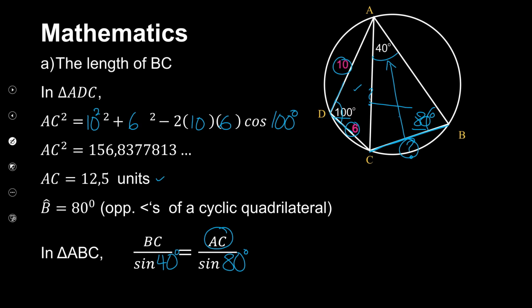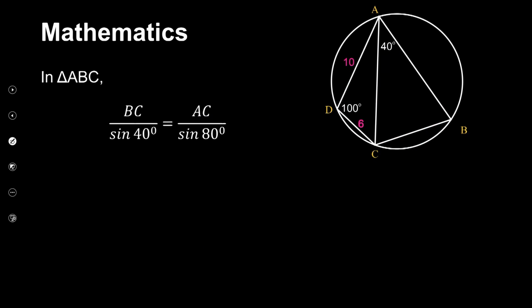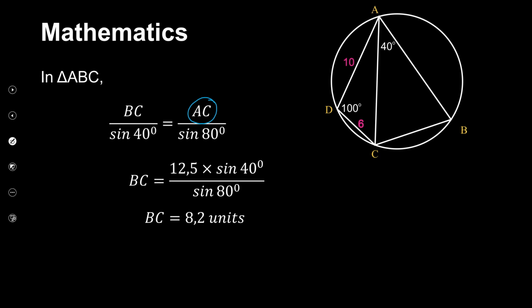Okay, we've got to do a bit of rearranging to try and get our answer. So we're going to say BC over sine 40 equals AC over sine 80. And remember, you have this answer in your calculator's memory still. So when you're doing this calculation, put it in, and then you're going to get a value for BC. Once you put this into your calculator, 12.5 times sine of 40 over sine of 80, you should end up with BC equal to 8.2 units.